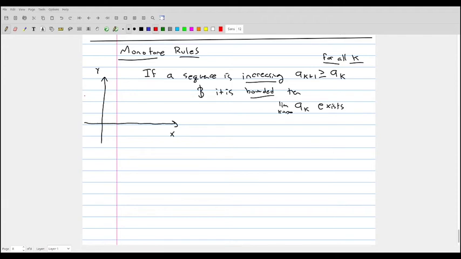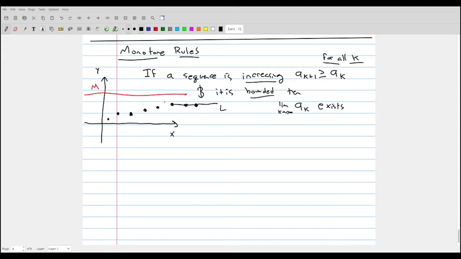So if a sequence is bounded above by some value m, say, and it's always getting a little bit larger, and then maybe it stays at this height right here, the limit of the sequence is going to be this value L. And even if it keeps approaching m, it can never go larger than m, because it's bounded by m. So a bounded sequence that's increasing will always have a limit.